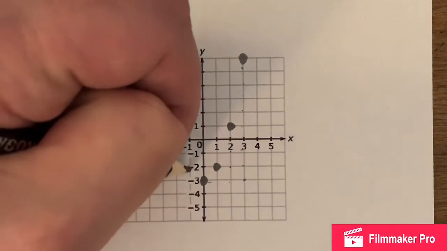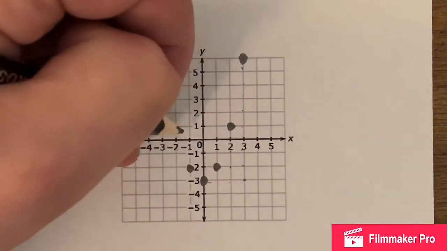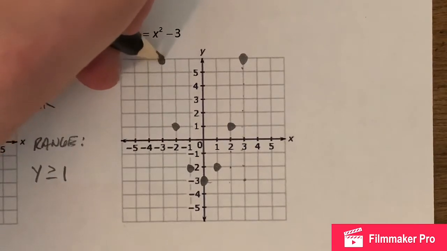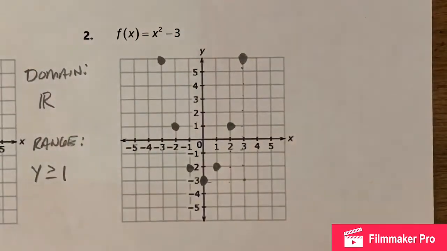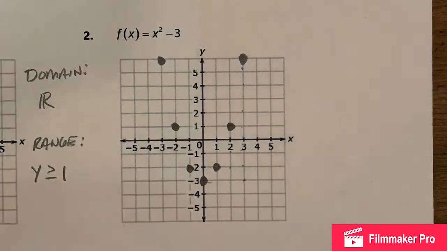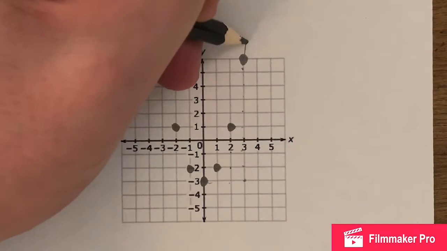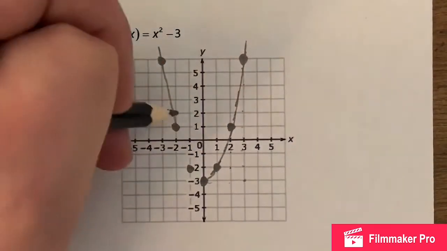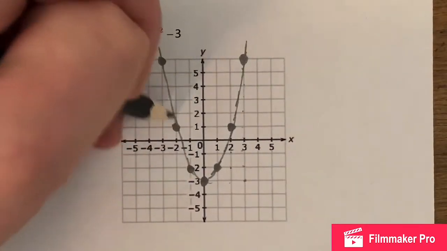So over 1 up 1, and you can even just do this, which I do a lot, just to save some time. Again, if you're unsure of any of those points, you can always plug the x and y values back in and make sure you get a true statement, which means it's a solution of the function and it belongs on that curve. So now I'm going to smoothly connect these dots. I always call them dots. I should call them points. And that's pretty good.